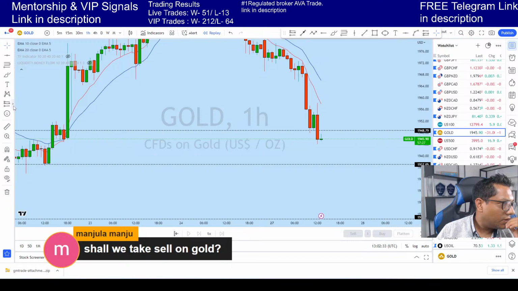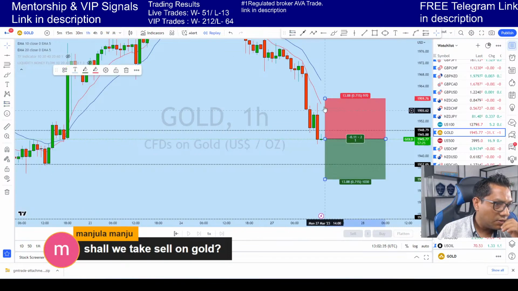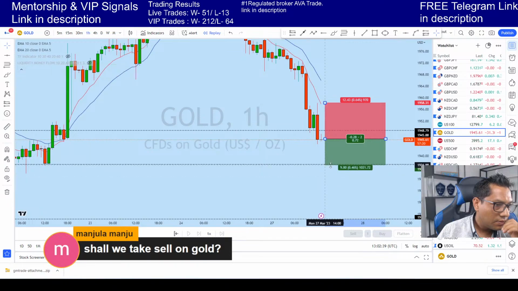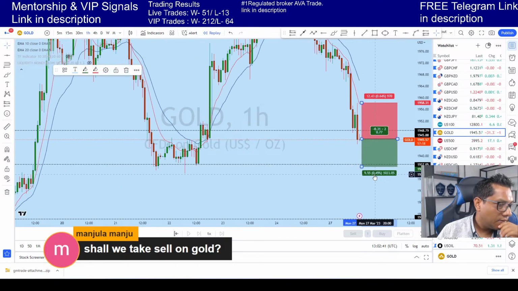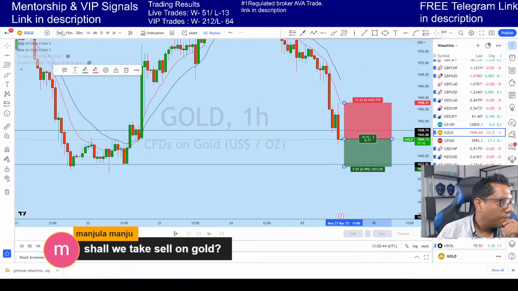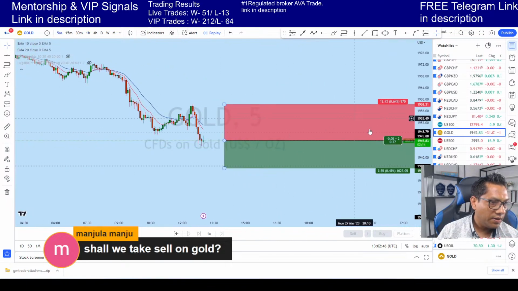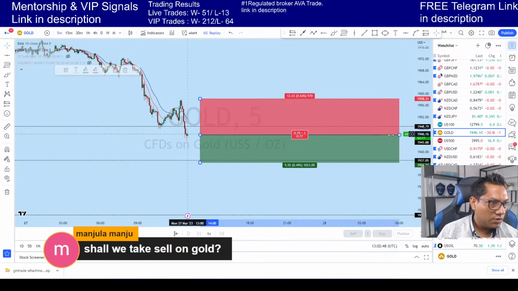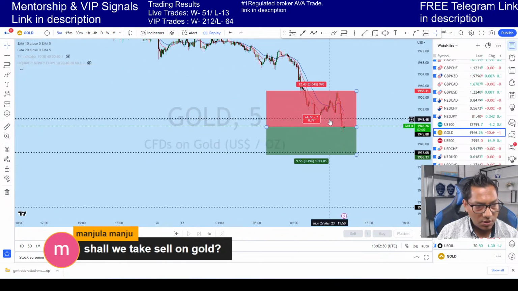Let me see if we can find an entry here. Very tight. Need to find a lower time frame entry because it's too big a stop loss if we get in.